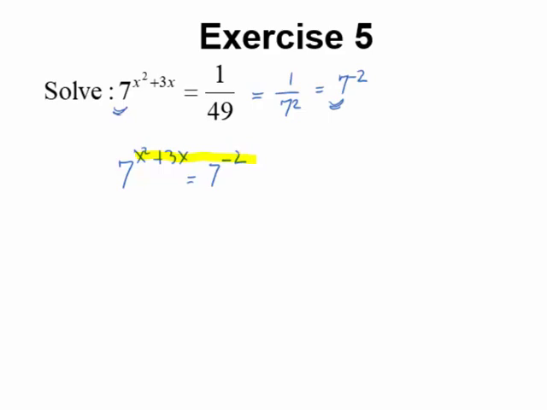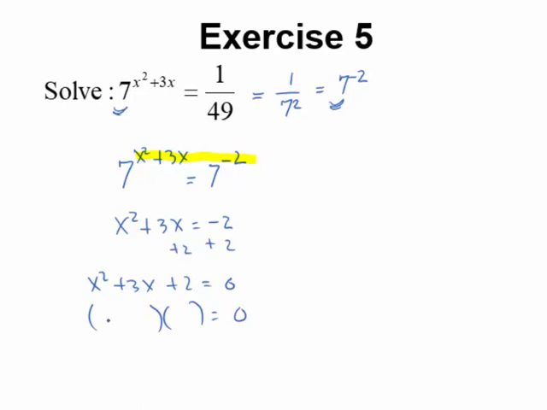So we've got x squared plus 3x is equal to minus 2. And this is just a regular quadratic equation. So we set it equal to 0, add 2 to both sides. You've got x squared plus 3x plus 2 is equal to 0. And we know that this is factorable because the factors of 2 are 1 and 2, and their factors add up to 3. So that's going to be x plus 2 times x plus 1.